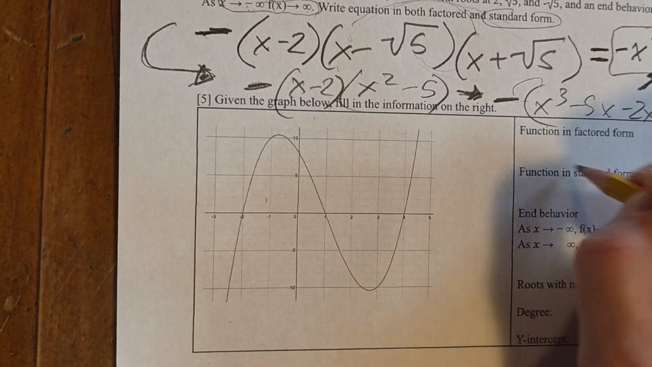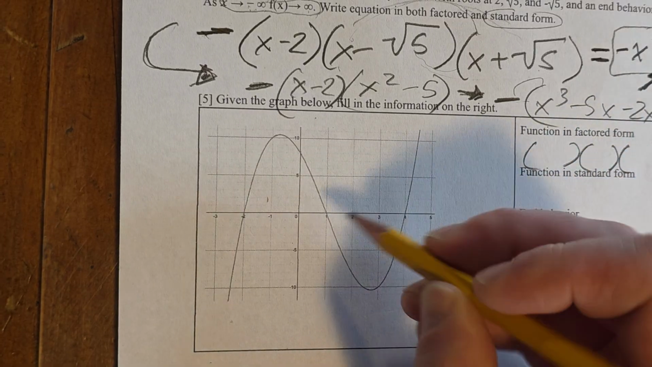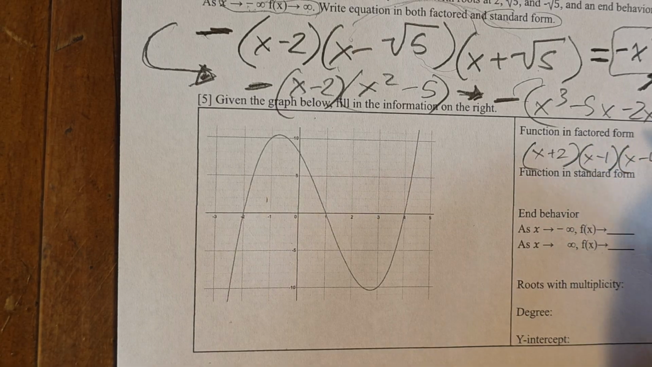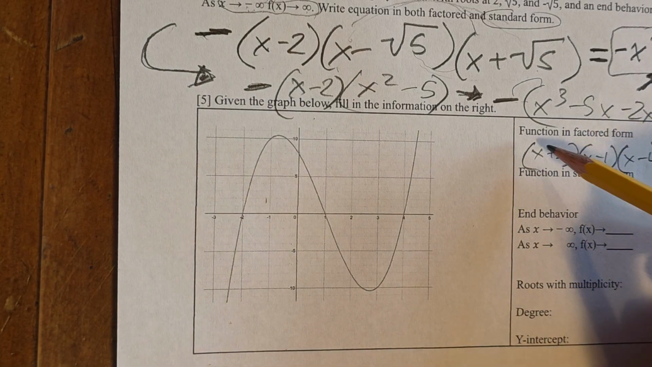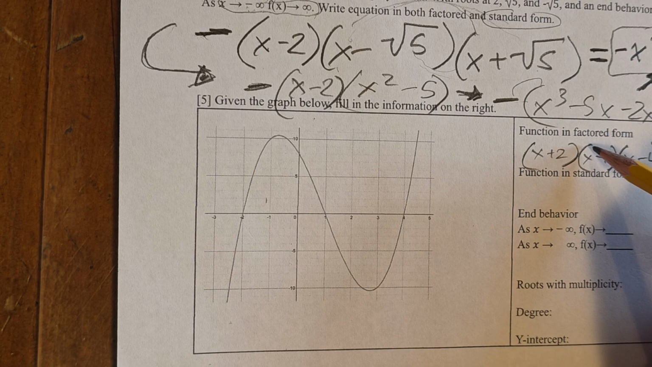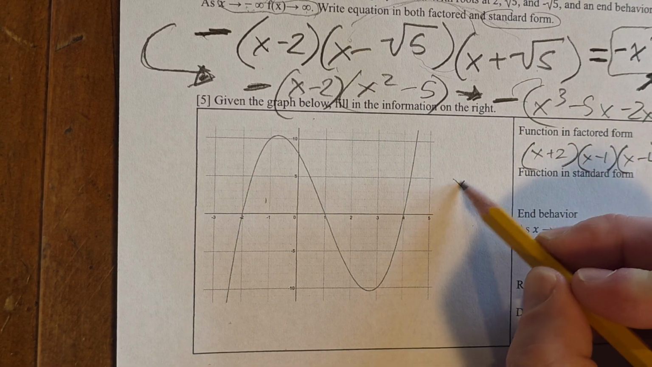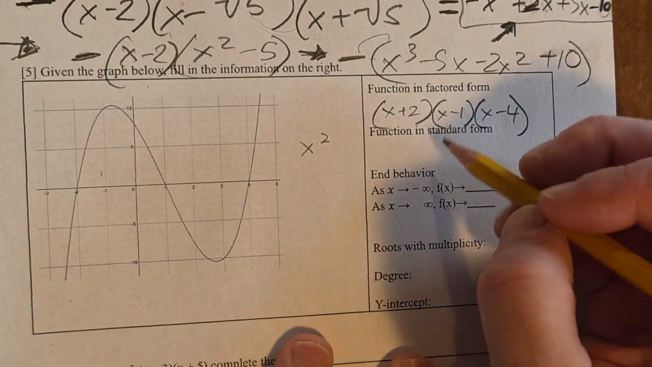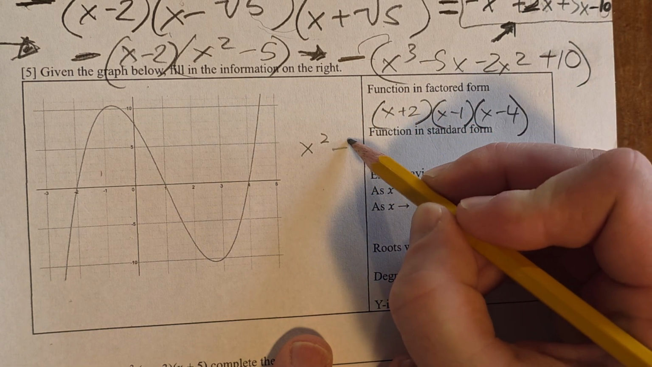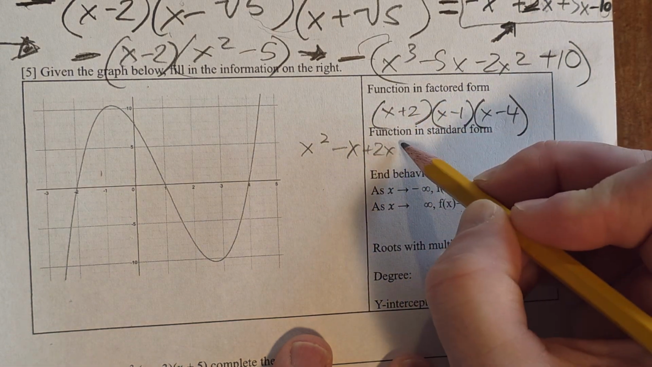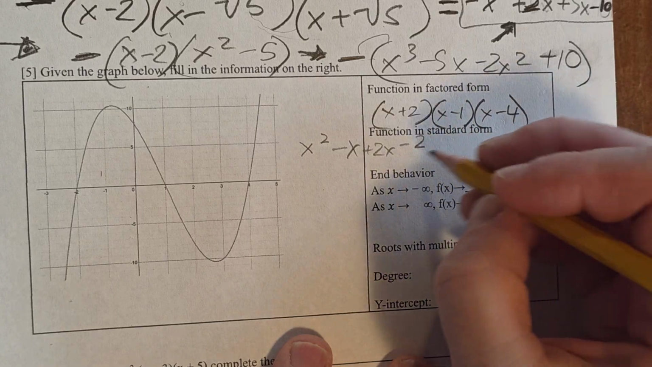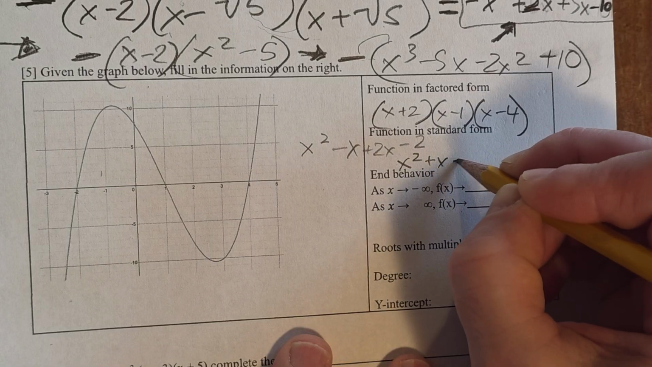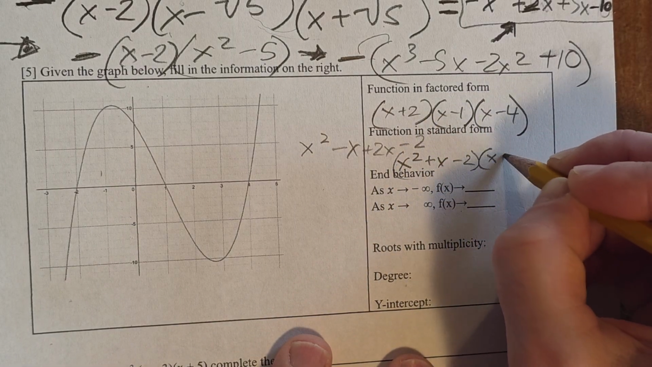Okay, let's grab these factors. Ooh, standard form. It's not going to be pretty. Get the first one. Combining like terms. Multiplying by the last factor.